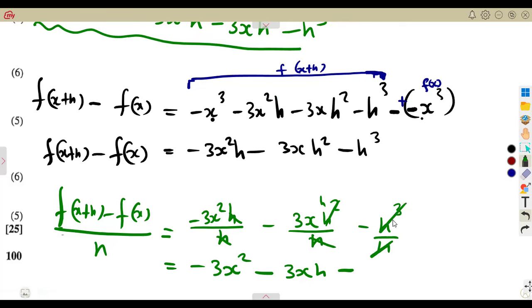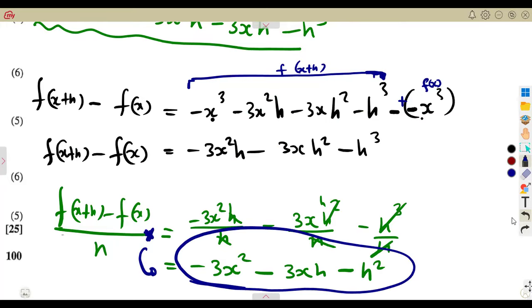Minus h into this one. There are 2. How many are going to remain? 2 of them, h squared. This one, which are 3. So you're going to remain with 2. So this is what your f of x plus h minus f of x over h is representing. This is what we have.